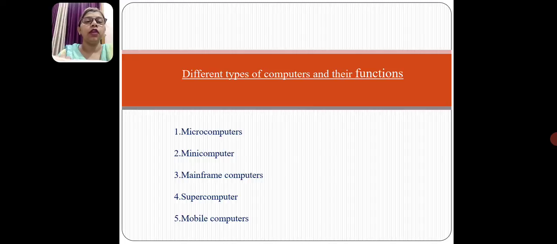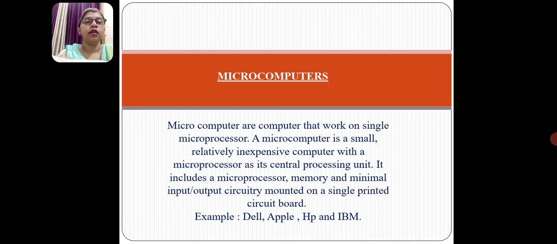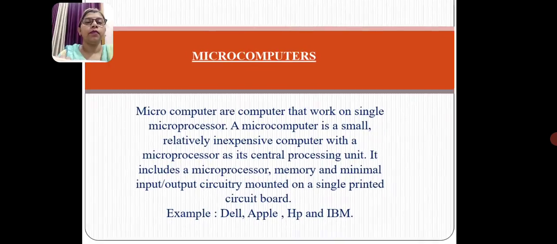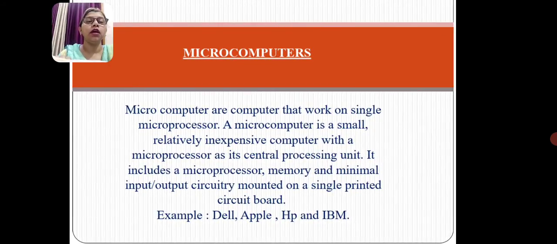First, let us know what a microcomputer is. Microcomputers are computers that work on a single microprocessor. The name itself gives a reference: micro means very small, microscopic. It works on a single microprocessor, which means on this type of computer only one person and one task can be performed at a time.